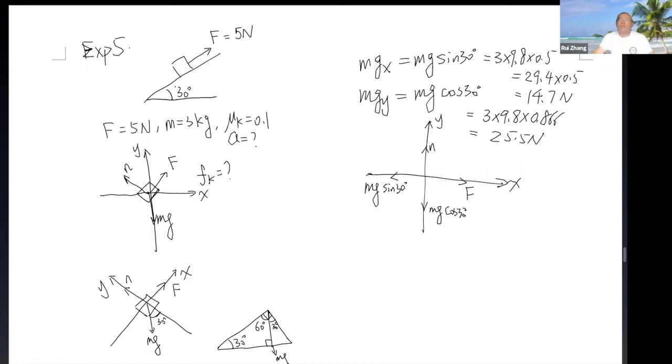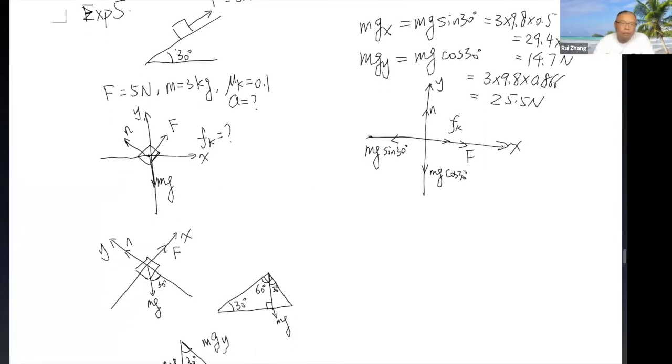So basically, we see that this force going down is 14.7, while the force going up is only 5. So actually, this force is bigger than this force, so the whole thing is going to go downward. That means your friction is going to go upward. So I'm going to put a friction like this. Even though you have something trying to pull it upward, it's still going down, because the component of gravity is so big. So that is our final free body diagram.